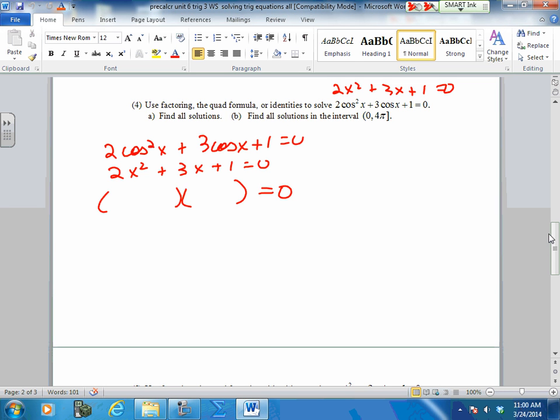What are factors of 1? Go for the easy guy. 1 times 1. Factors of 1. When I multiply this and I get a positive, and I add this up and I get a positive, what are my signs in here? Plus and plus. So now, my factors of 2 are just 1 times 2. Does it matter where I put them if they're both identical? So 2x, 1x. Now, replace the x with the word cosine.